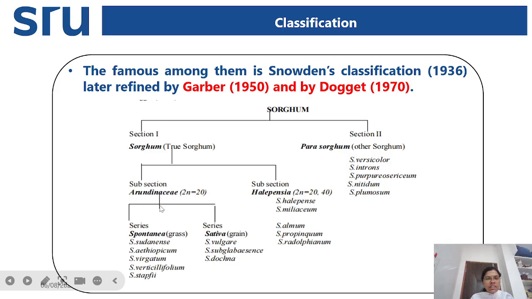Here Arundinacea is again divided into series. The first series is Spontanea, that is the grass type, and next is Sativa, that is the grain type. So they are divided into two series based on grass and grain type. In case of Spontanea, we have Sorghum sudanense, Sorghum ethiopicum, Sorghum virgatum, and Sorghum verticilliflorum.